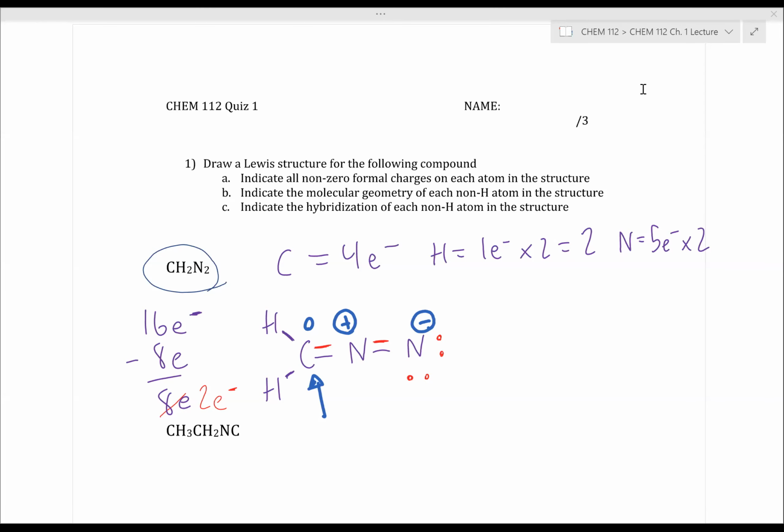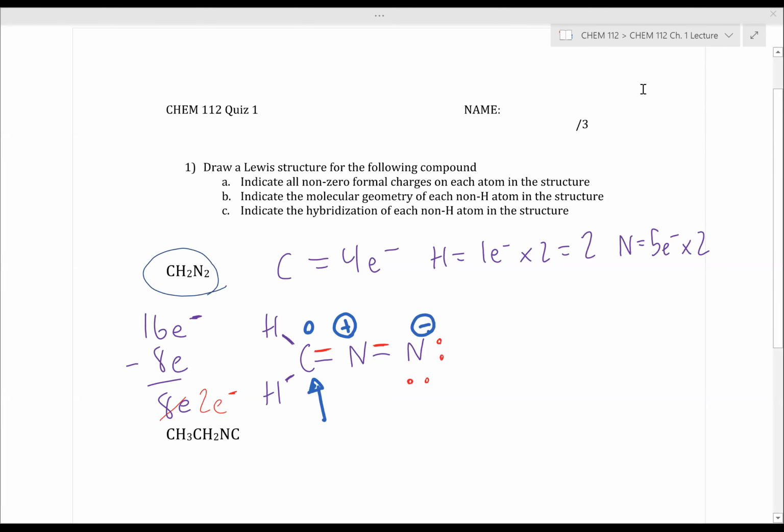Okay, perfect. So just as a refresher, when we last left off, we completed calculating the formal charge on each of our atoms in this molecule. Now, continuing on, our next goal is to assign the molecular geometry and hybridization of each atom found in this molecule.